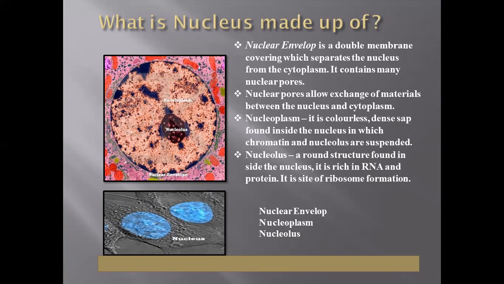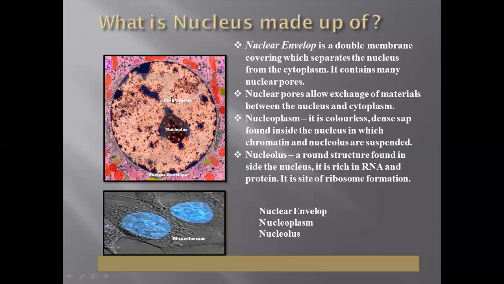Why are the pores present? So that whatever things are synthesized inside the nucleus can be transported into the cytoplasm. So, for the purpose of exchange of materials between nucleus and cytoplasm, nuclear pores are there. Nucleoplasm is a colorless dense sap inside the nucleus in which chromatin and nucleolus are suspended. Here, we are talking about this nucleoplasm.